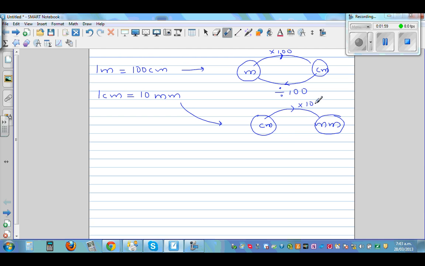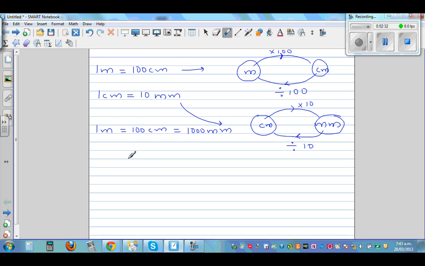And if you want to change from millimeters to centimeter, you divide by 10. Divide by 10. Okay, the next is, let me write both of them together. So you can say 1 meter is 100 centimeter. Okay, and 100 centimeter is how many millimeters? You know 1 centimeter is 10 millimeter. So 100 centimeter would be 1000 millimeter.